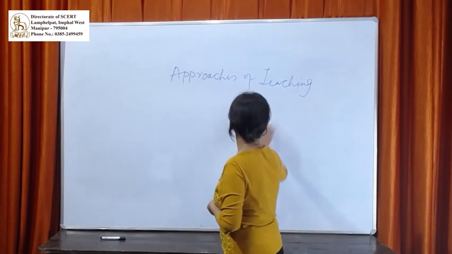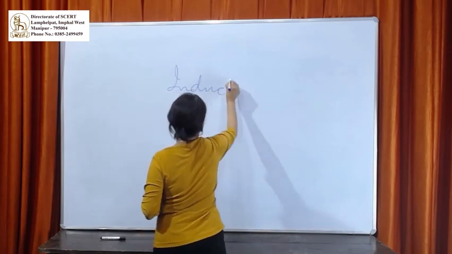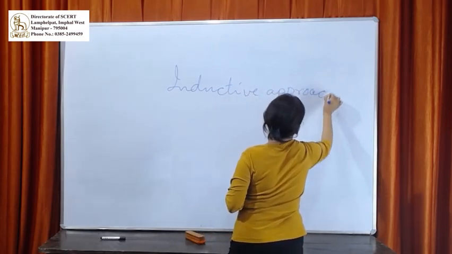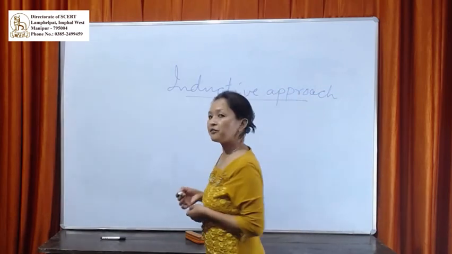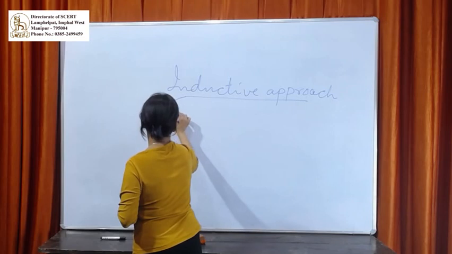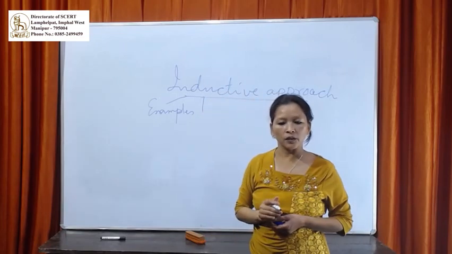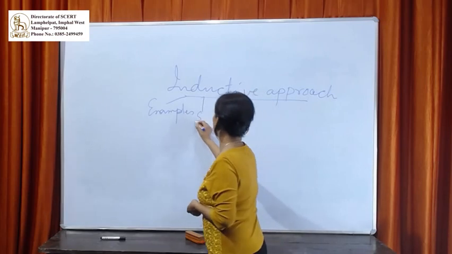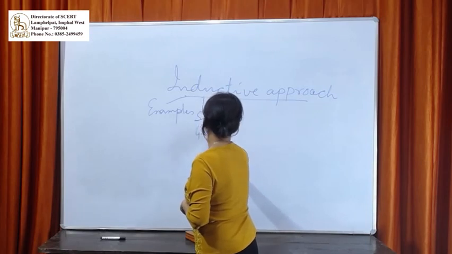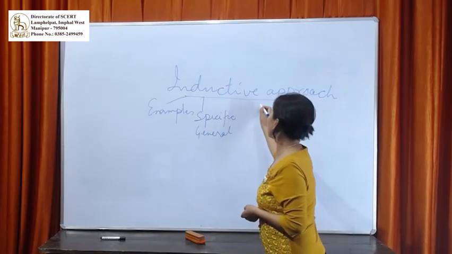So, the characteristics of the inductive approach: how can we define it now? It is through examples. We give examples. Then this is specific. We move from specific to general. Then it is also a bottom-up approach.